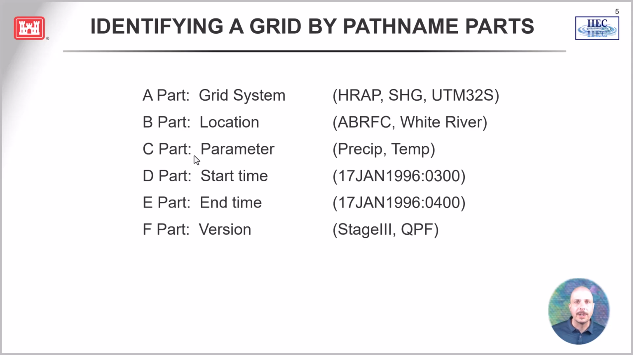Then the D and E parts specify the duration of the record. Both the D and E parts would be specified for a grid record that's either period cumulative or period average. But for instantaneous records, only the D part would be specified, with the E part left blank. And then the F part, that's the version identifier for the record. Typically, the product type is used, for example, stage 3 for observed precipitation, or QPF for forecast precipitation.